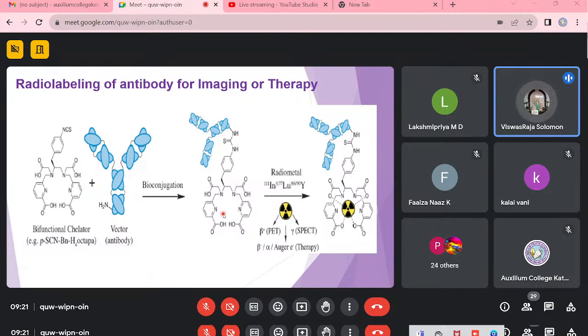Suppose you plan a SPECT imaging tracer, we have to label with indium. If you plan to do PET imaging, you have to label with zirconium 89 or copper 64. If you want to develop the same conjugate for therapy, you can label with lutetium 177 for beta emitting, actinium 225 for alpha emitting, or any Auger electron isotopes like iodine 125 or technetium 99m, whatever isotope you want.